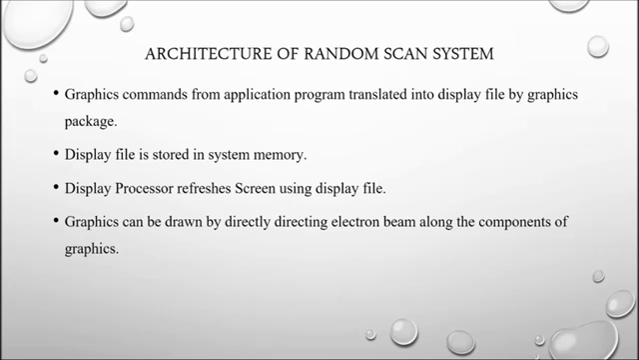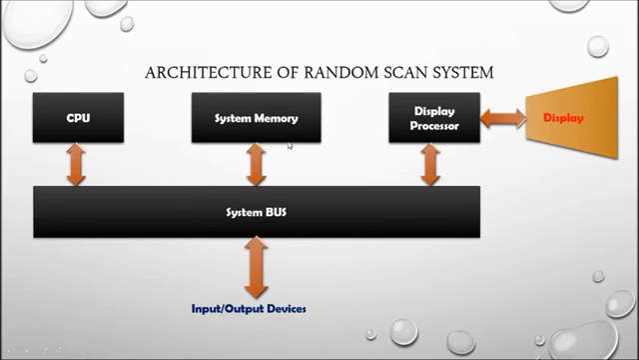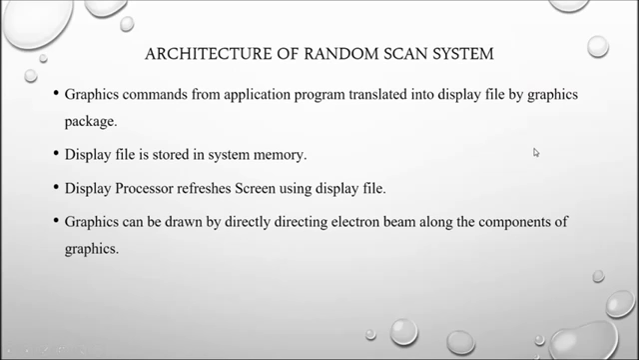And what is inside the display file? The display file has the commands. If suppose there is a command related to a line, then that line can be directly drawn using the electron beam along the components of the graphics. So it will directly draw whatever is required that is written in the display file. So the display file is nothing but something stored in memory which contains the graphics commands, and based on those commands, the random scan system directly plots the objects.